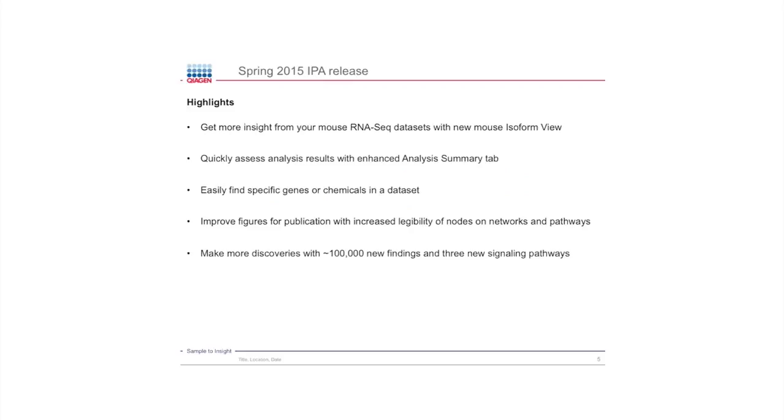Okay, so let's talk about what's new in the spring release. I just mentioned there's a new isoform view for mouse. We also enhanced the analysis summary tab. I'll go into more details on these in a second. There's a better way of finding genes or chemicals in your data set, and we improved the legibility of nodes on the networks and pathways by the text. You'll see that. And we have 100,000 new findings and 3 new signaling pathways.